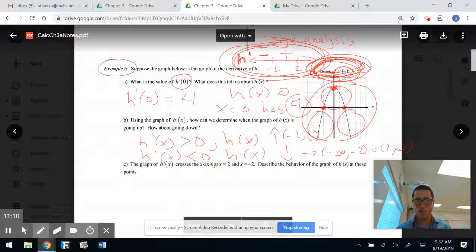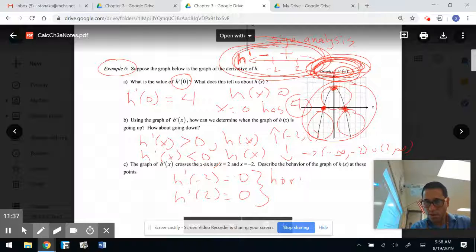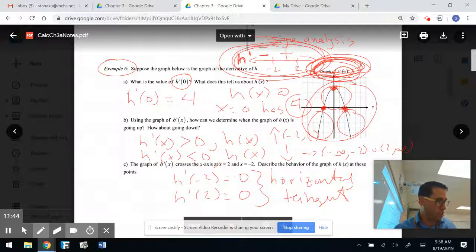All right, now see, the graph of h prime of x crosses the x-axis at x equals 2 and x equals negative 2. Describe the behavior of the graph of h of x at these points. Well, hopefully we know that h prime of negative 2 is equal to 0. How did we know that? Well, smack dab right there, it's 0. And h prime of 2 is equal to 0 because it's right there. So remember that when a slope is 0, we say that it has a horizontal tangent right there. Why? Because it has a slope of 0.